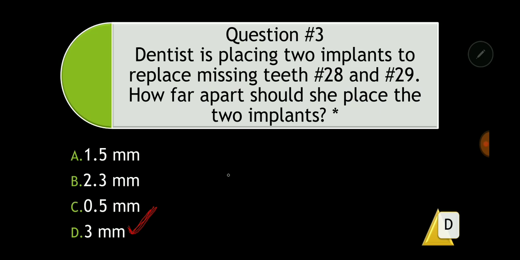So make sure you understand that if you have two dental implants that you're placing, you have to make sure that the distance between them is 3 millimeters. Keep that in mind.